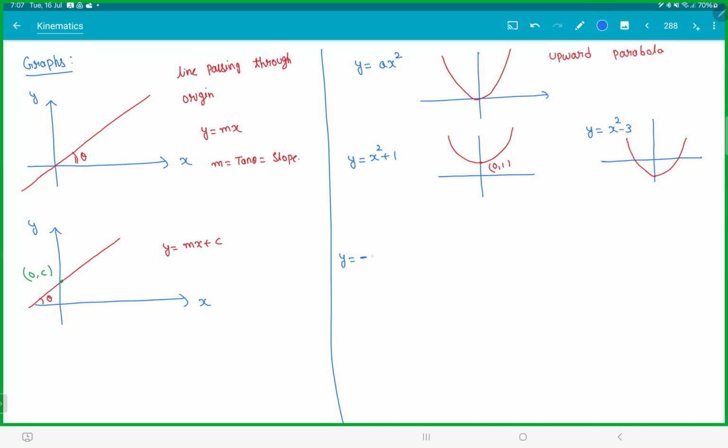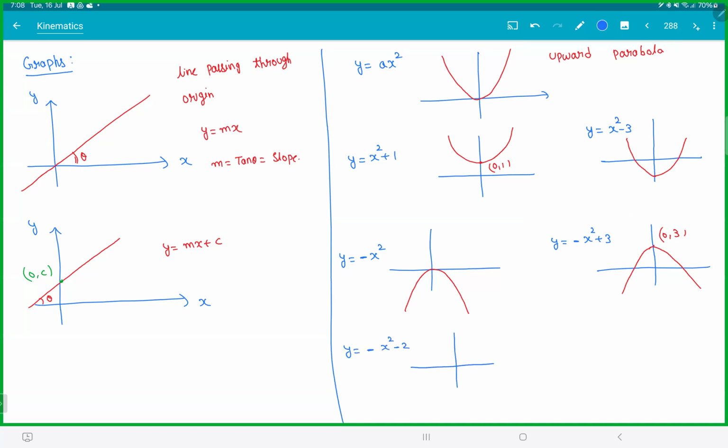Same thing, if I take y = -x square, then the whole graph will get inverted. It's a downward parabola. If I take y = -x square + 3, at x = 0, y is 3, meaning the whole graph is inverted but shifts upward. You should remember these things. When they teach you parabolas, they will teach you more dangerous ones, but for physics this much is sufficient. Suppose I have y = -x square - 2. It's a parabola which is downward and also pushed downward, (0, -2).